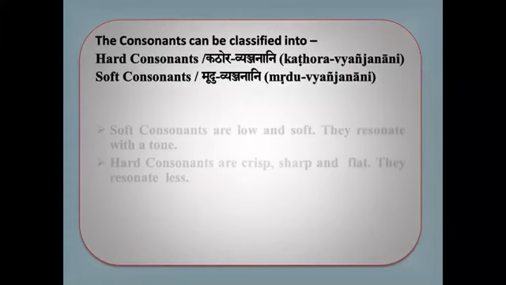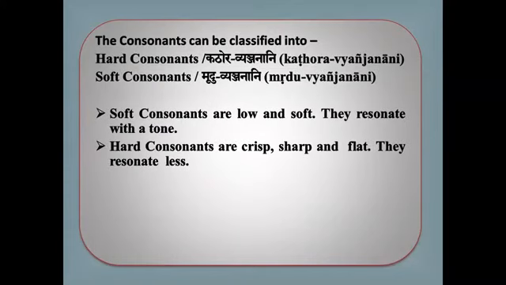Then, now hard and soft. Let us see. Consonants have one more classification. They are classified into hard and soft. The word for hard in Saṃskṛtam is kathora. Kathora means hard, kathora vyanjanani. And soft is mridu, mridu vyanjanani. So mridu vyanjanani and kathora vyanjanani.